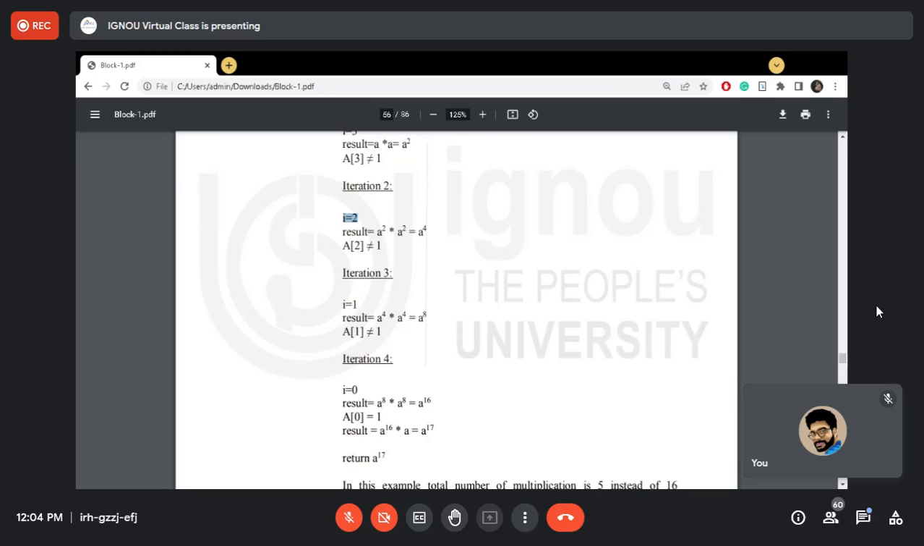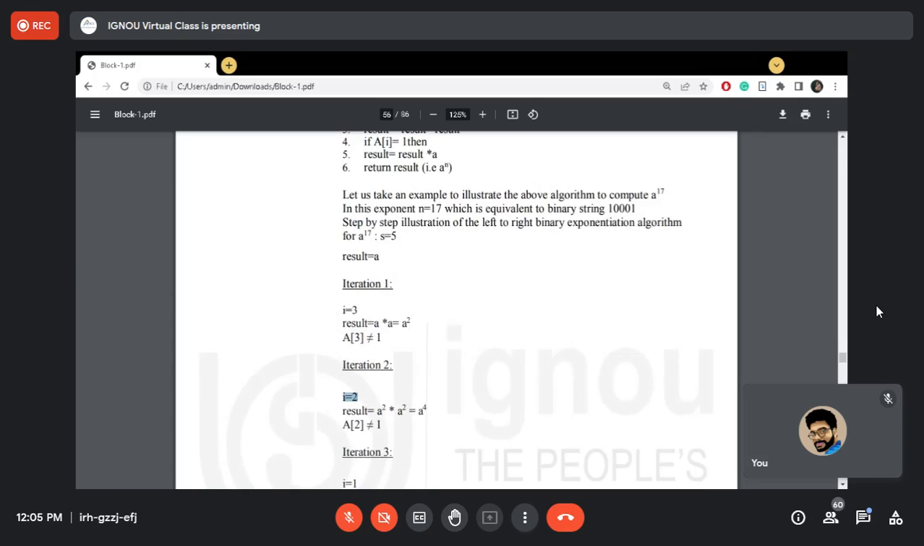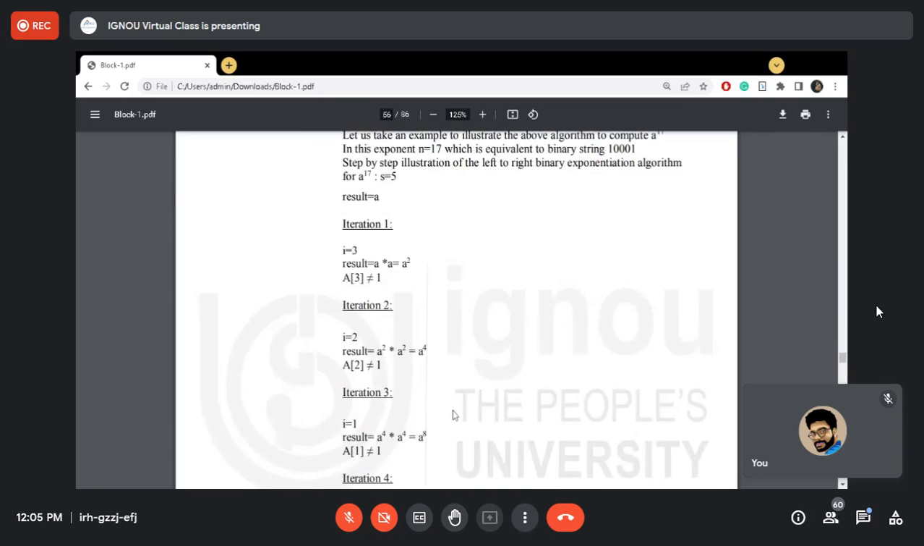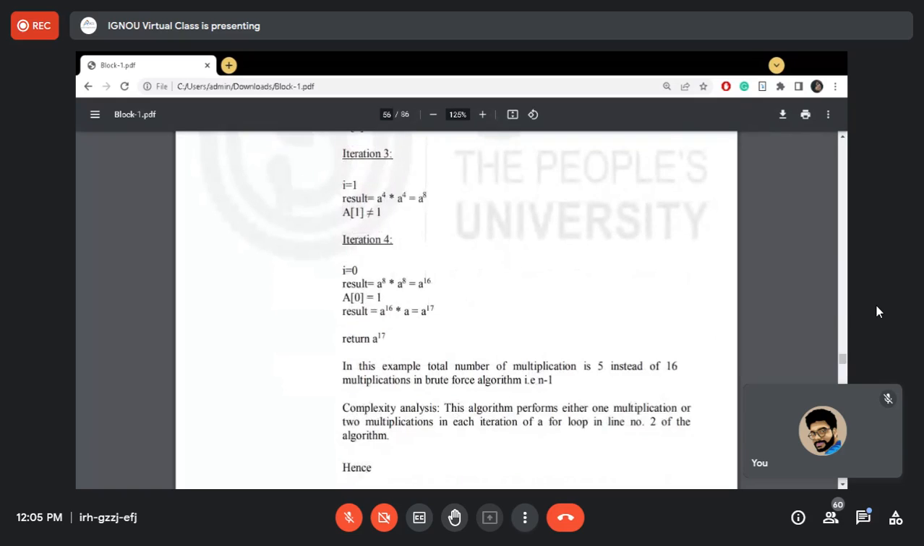Now we have to check the ith location. Yes, it is equal to 0. So according to the algorithm, we decided that whenever we get an array location value of 1, we have to multiply result into A. So here it is A to the power 16 multiplied by A, which is A to the power 17. It will give the result.